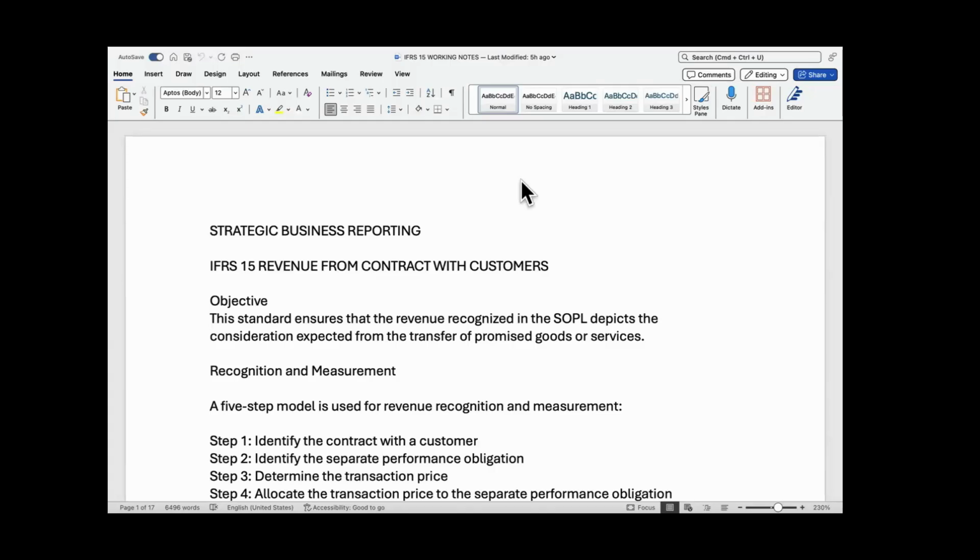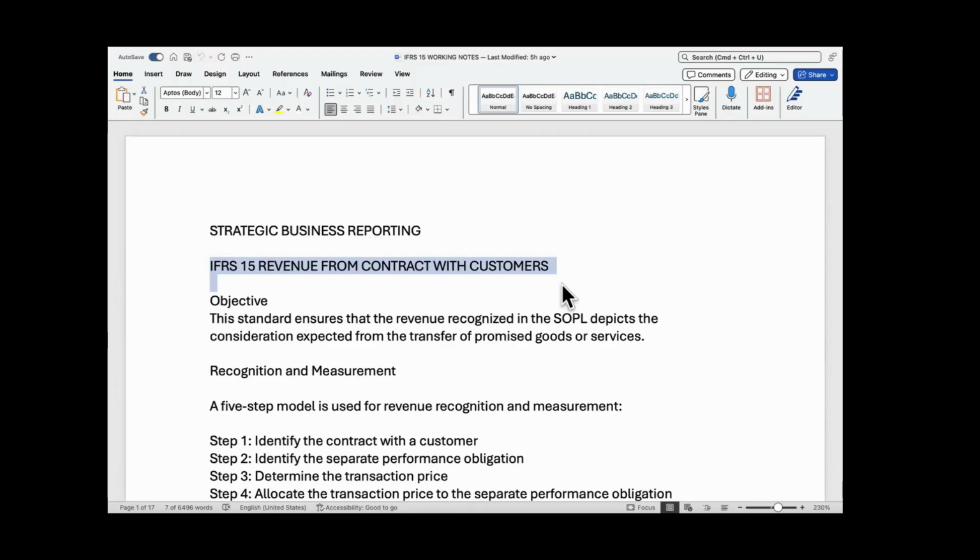All right, good. So you're welcome again to another class on strategic business reporting. Tonight, one thing is sure: we're going to properly round up IFRS 15 by looking at several questions. Then we would have closed out IFRS 15 the right way. Then we can face IFRS 16 squarely, before we then move to group accounts.